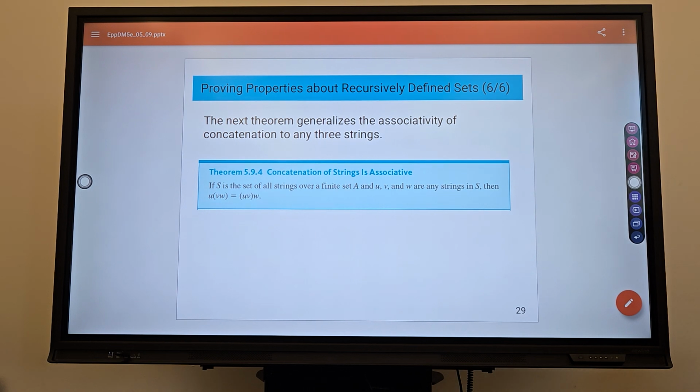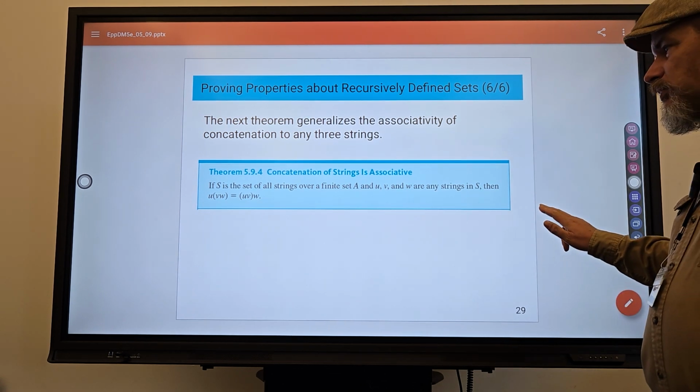The next theorem generalizes the associativity of concatenation to any three strings. If S is the set of all strings over a finite set, and U, V, and W are any strings in S, then (U concatenated with V) concatenated with W equals U concatenated with (V concatenated with W). The associative property applies here.